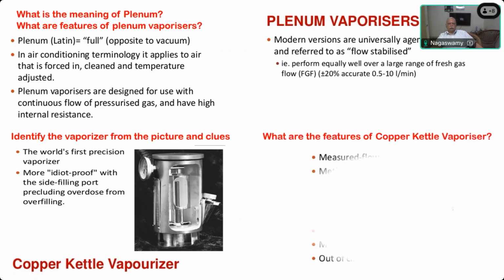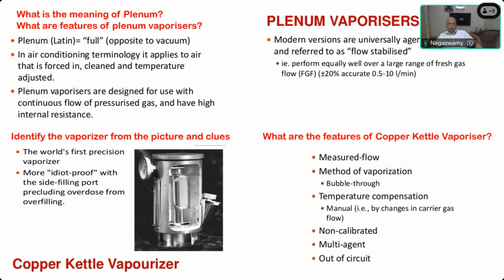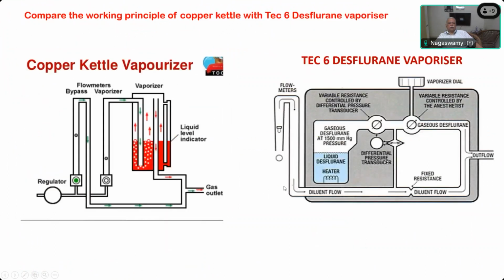The features are, it is a measured flow, just like your desflurane one, no fresh gas will enter here. The copper kettle is heated by this here and then the pressurized vapor is added to the fresh gas flow. So fresh gas flow does not vaporize the volatile anesthetic agent. That is the thing in measured flow. Method of vaporization: bubble through. Temperature compensation: manual changes. Non-calibrated, multi-agent, out of circuit. These are all the features of that.